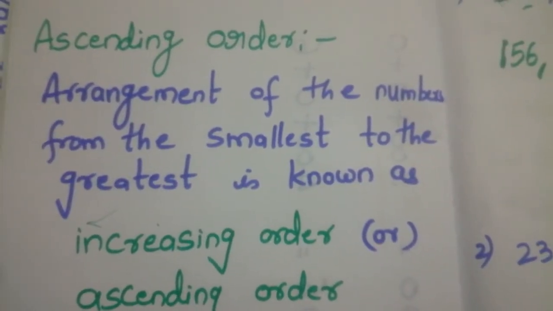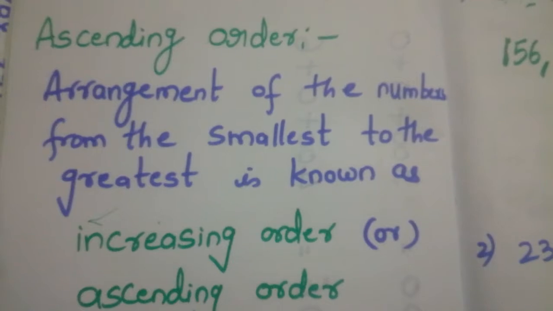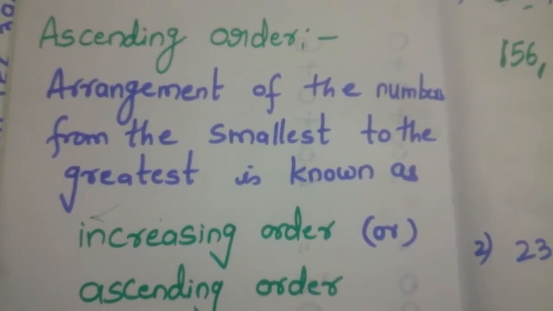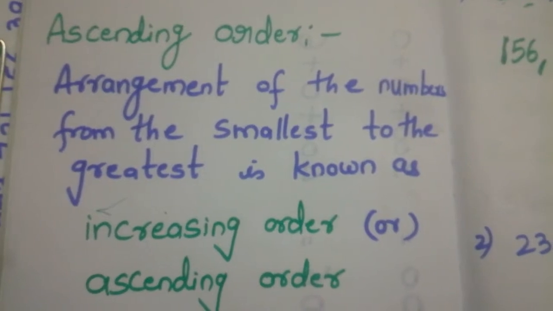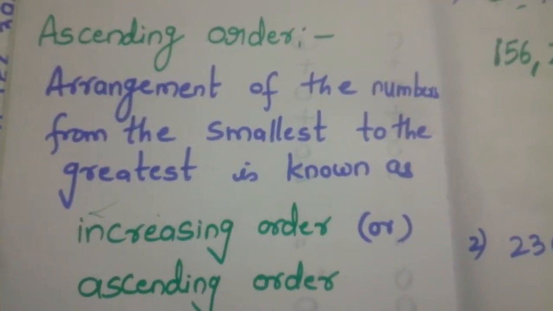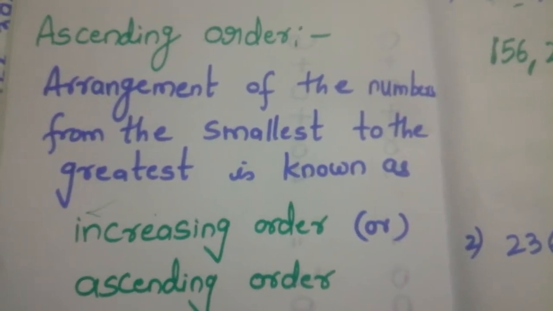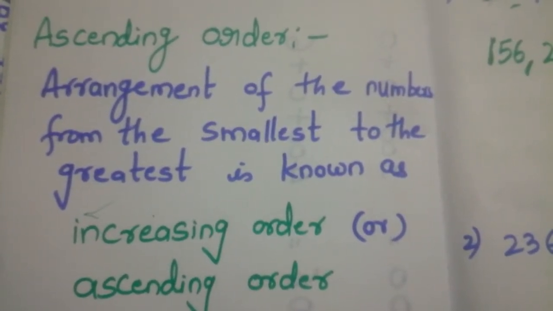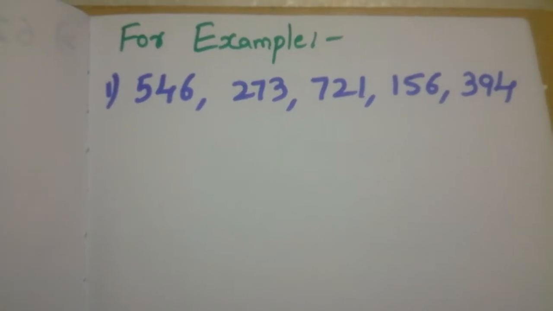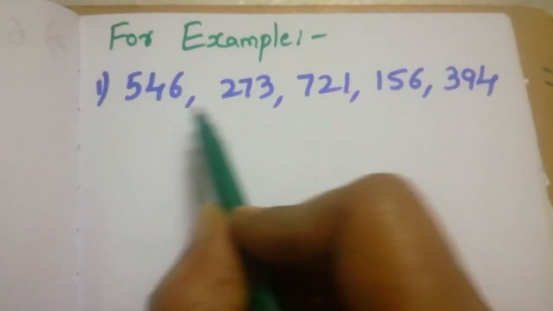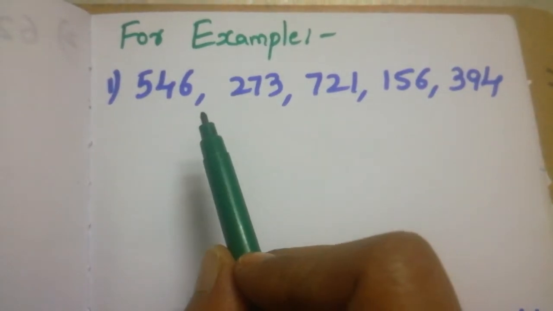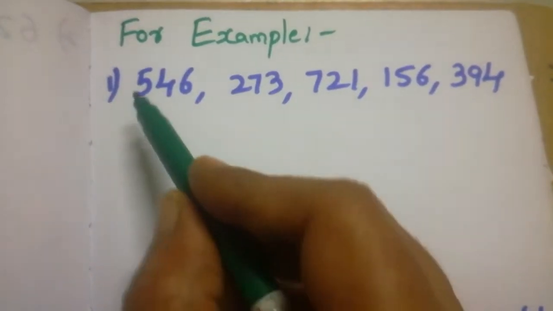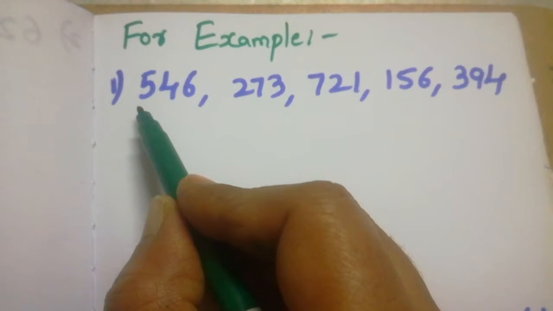Ascending order. What is ascending order? Arrangement of the numbers from the smallest to the greatest is known as increasing order or ascending order. In ascending order, we arrange the numbers from the smallest number to the greatest number. If you see the example here, I have taken a few numbers. So before arranging in the ascending order, first compare the numbers.